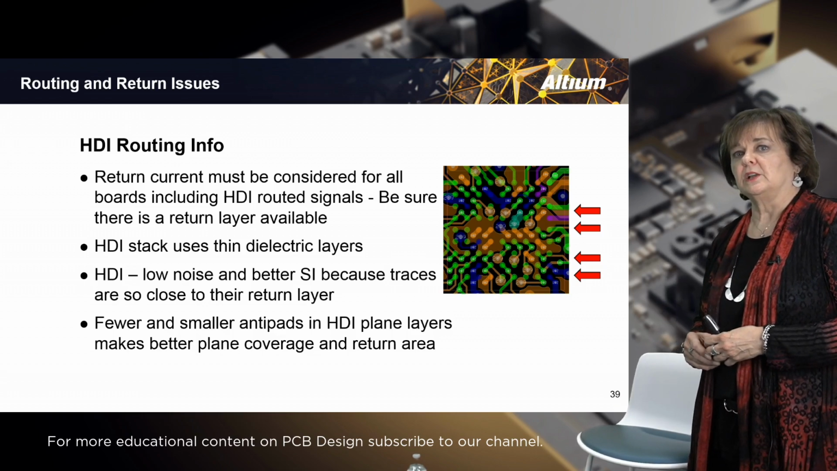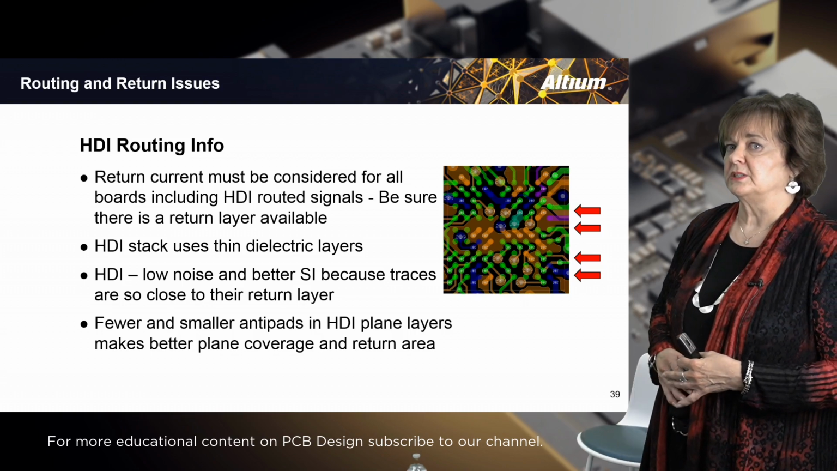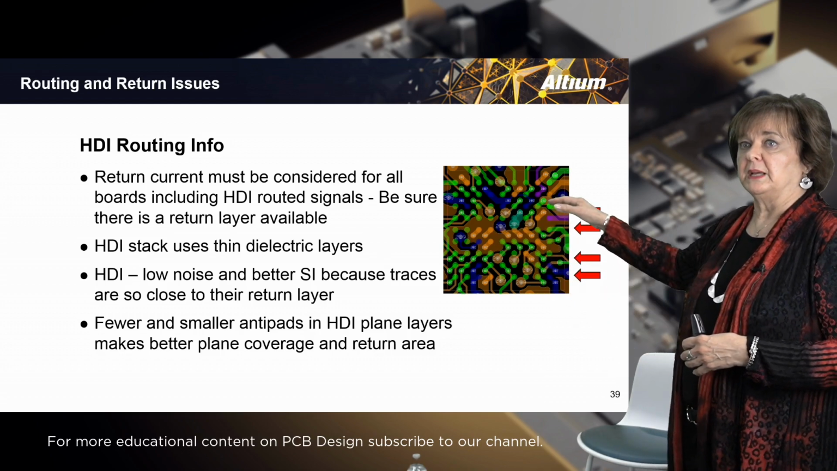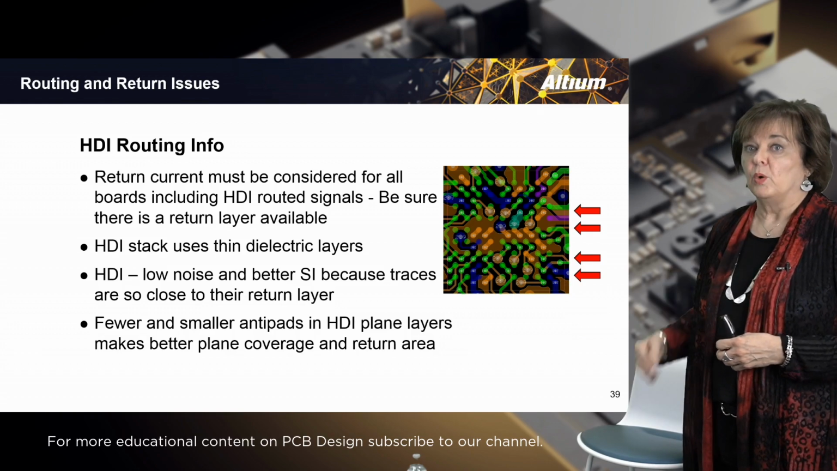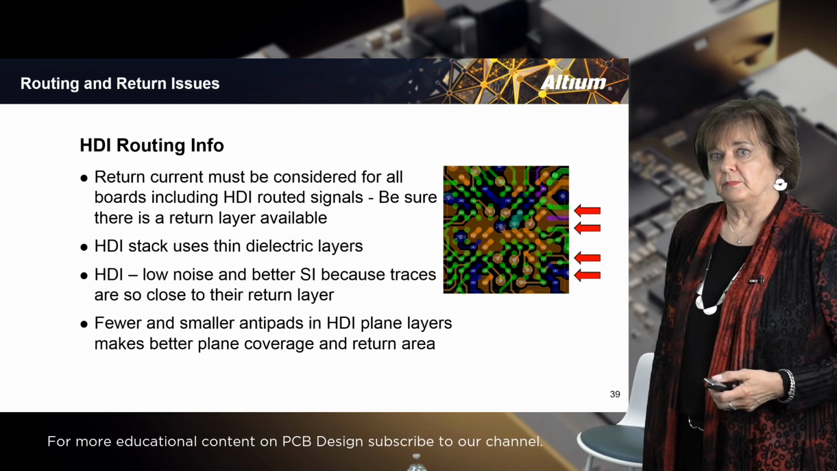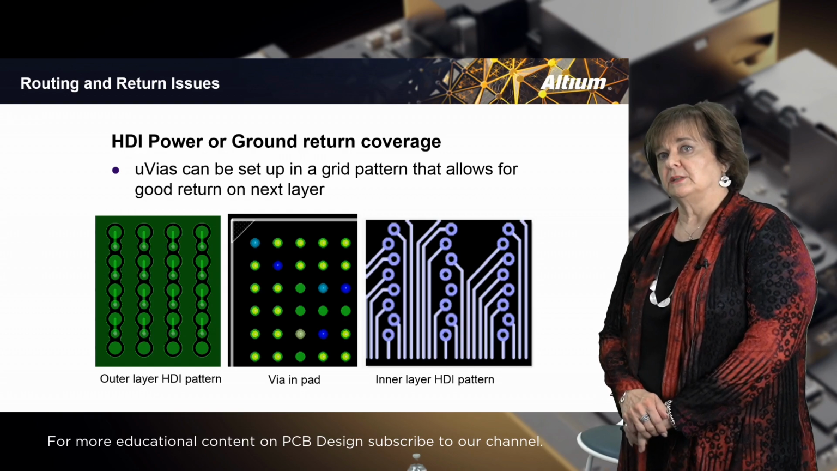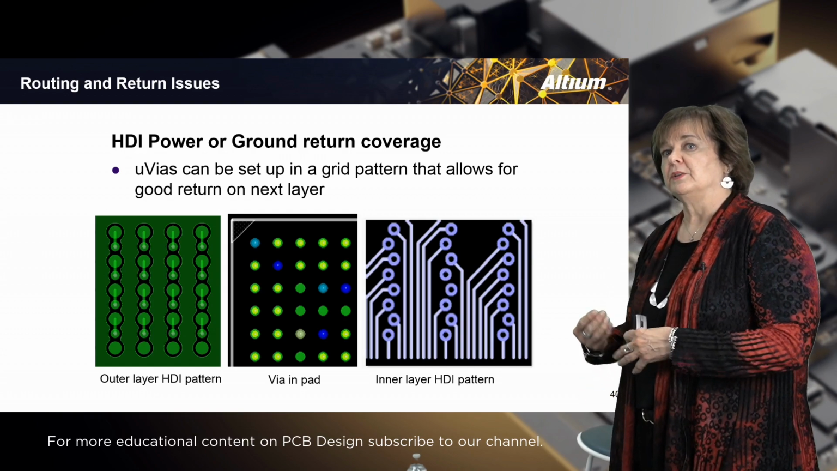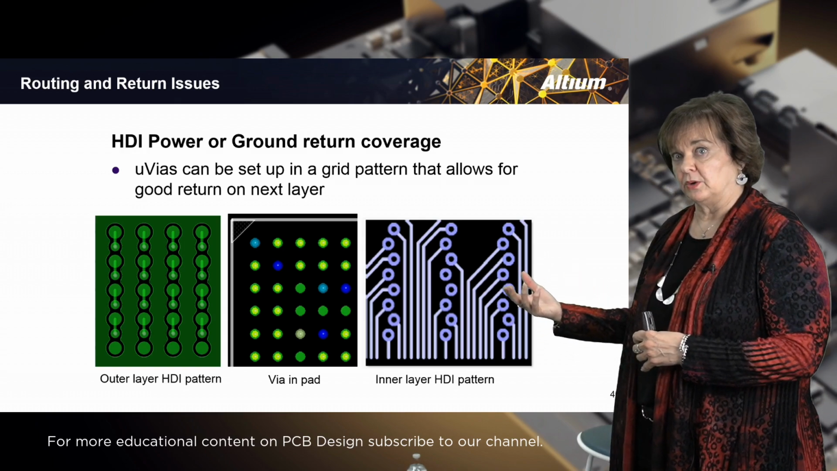HDI generally has lower noise because it has better signal integrity, because the traces are so close to their return layer. But if you don't pay attention to how you've laid out the structure for the HDI, you could have more possibilities of problems rather than fewer. So if you're working with HDI, try to set up your return path in a manner that will help you get the most plane layer underneath it.